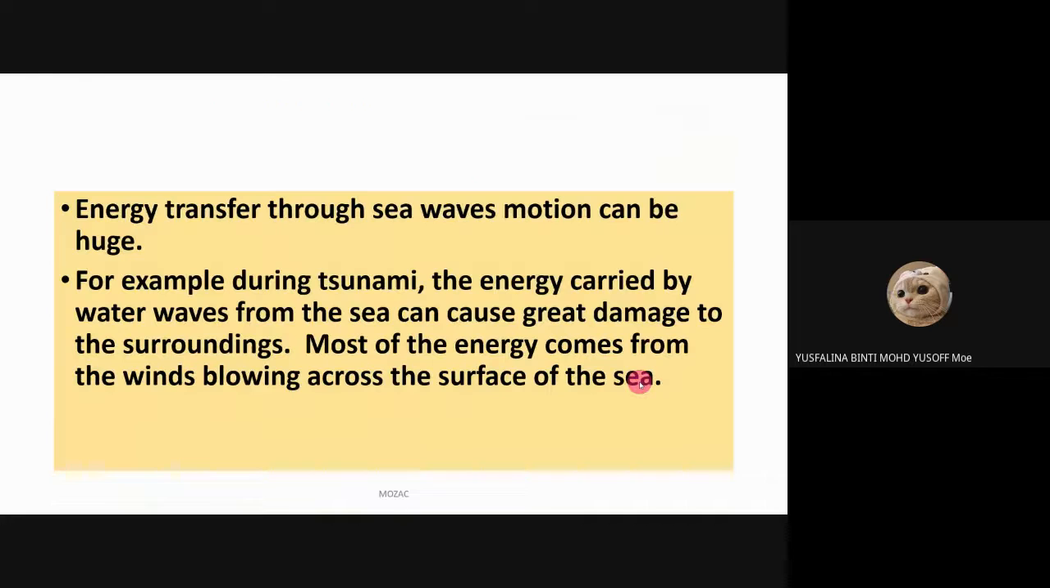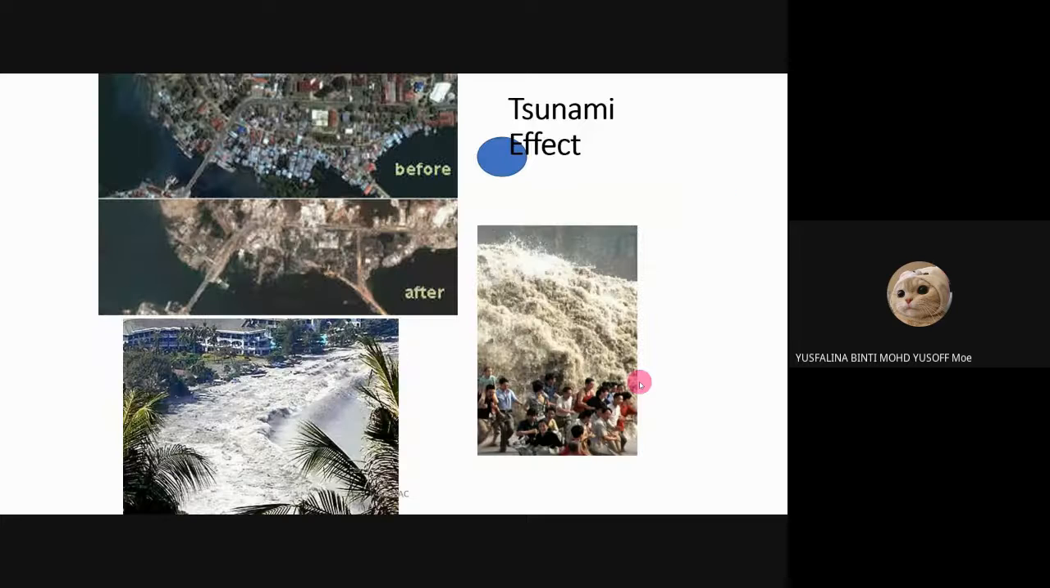So energy transfer through sea wave motion can be huge, for example during a tsunami. The energy carried by water waves from the sea can cause great damage to the surroundings. Most of the energy comes from the winds blowing across the surface of the sea. That's why after a tsunami, many buildings can be destroyed, because the wave can carry high energy. So this is the tsunami effect. You can see this is before, then this is after the tsunami.